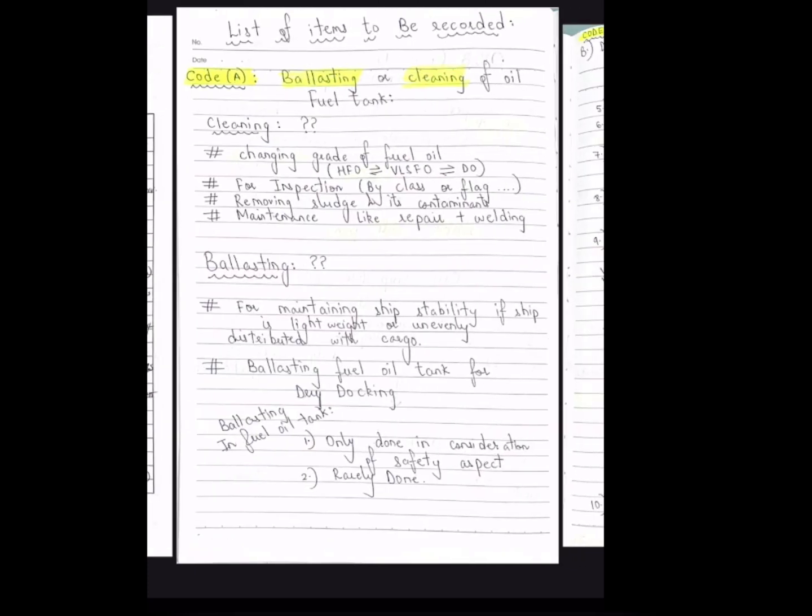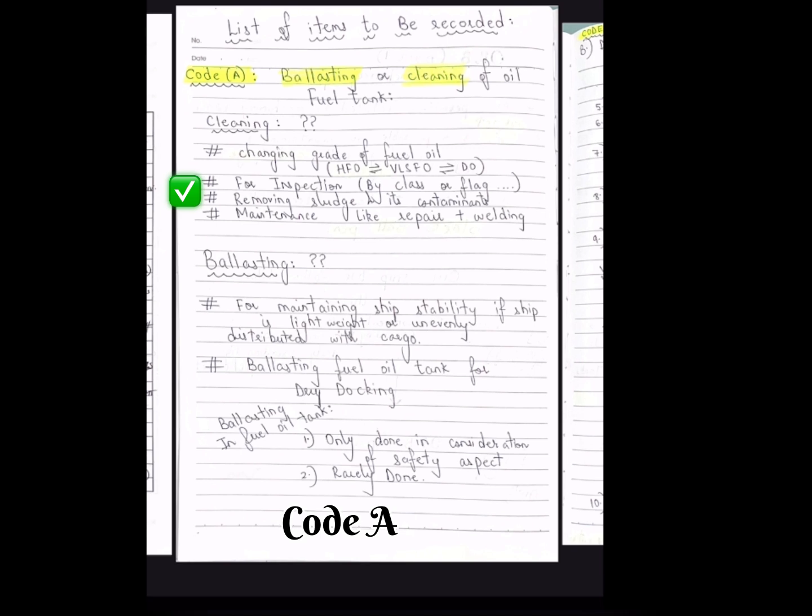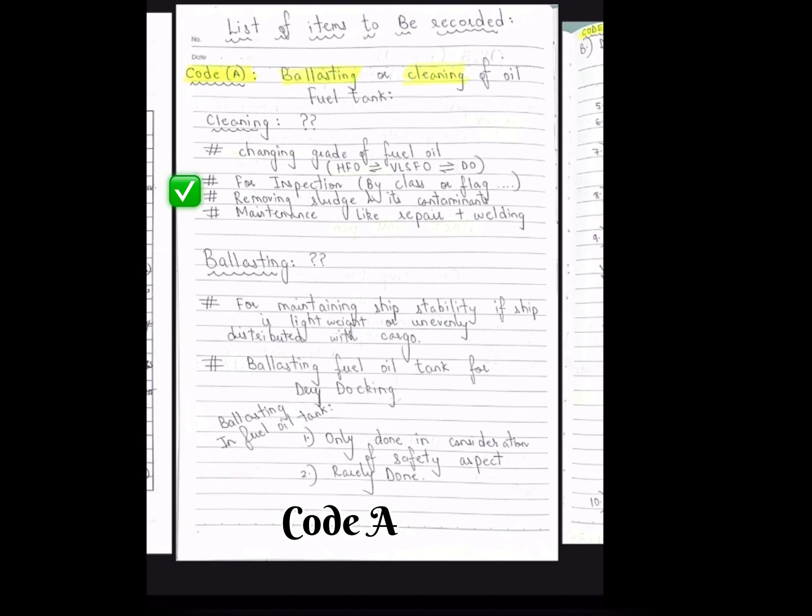Starting with code A, that is ballasting or cleaning of the fuel oil tank. Why do we need to clean the fuel oil tank? It can be for changing the grade of the fuel oil. It can be for inspection by the class or by the flag. It can be for the removal of sludge and its contaminants. It can be for maintenance like repair or welding.